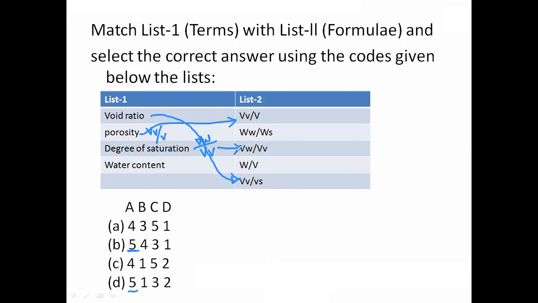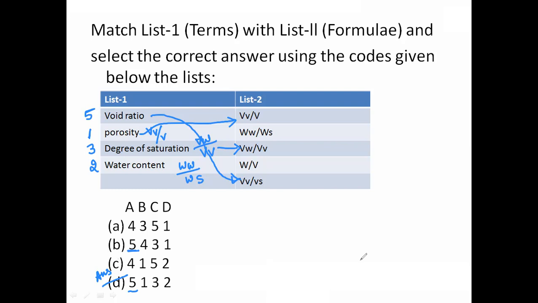And water content. What is the water content? Water content is weight of the water divided by weight of the solid. So if you compare, for this question you have option 2. Degree of saturation, we have option 3. Porosity, volume of voids divided by total volume, we have option 1. And void ratio is option 5. So 5132, this is the answer for this question.